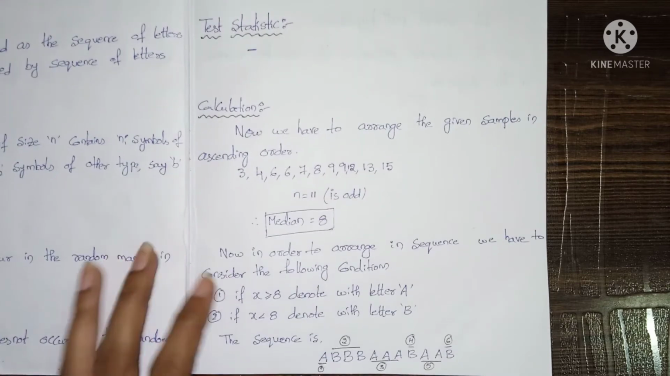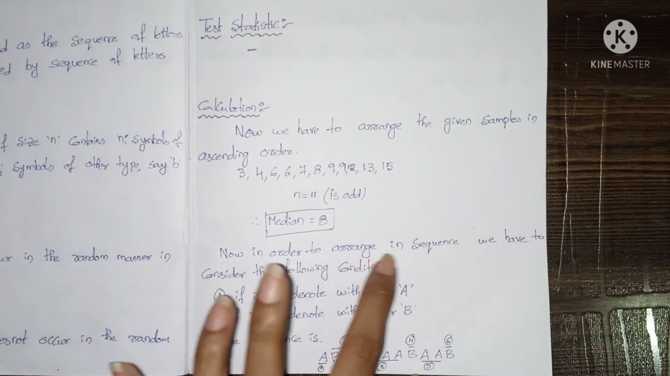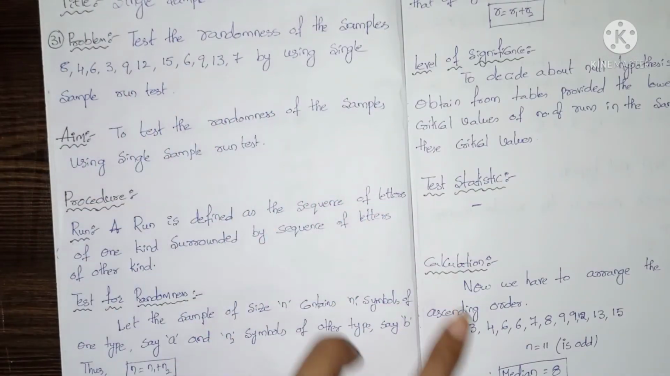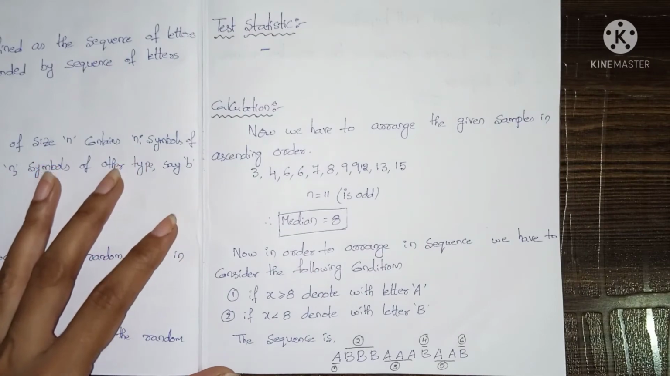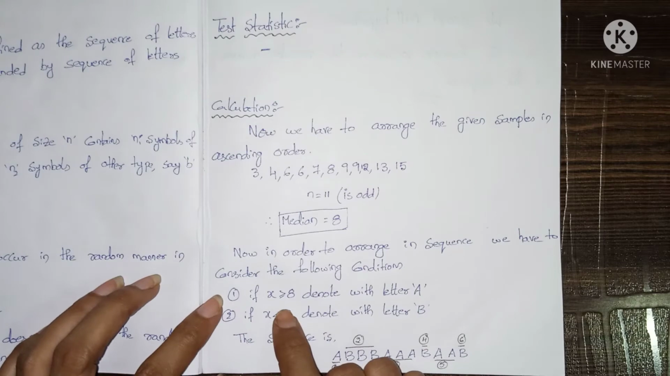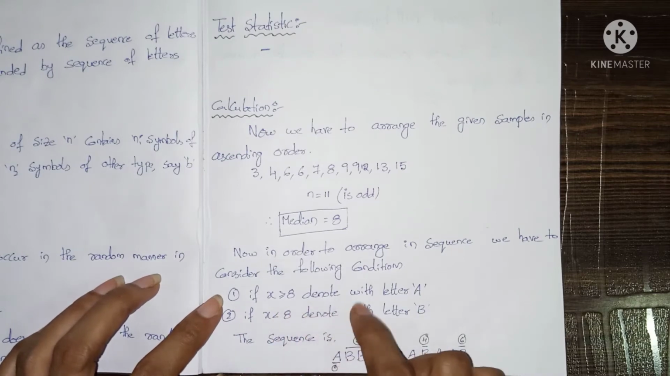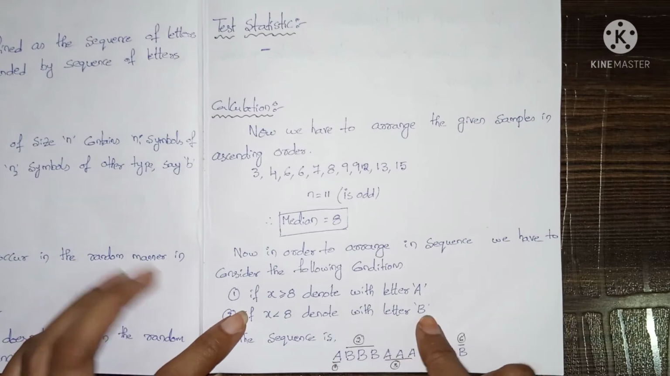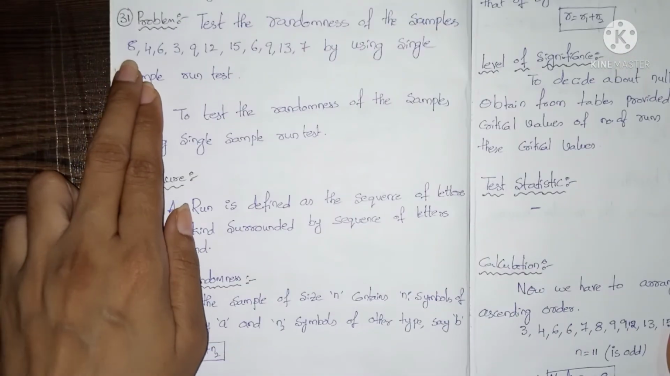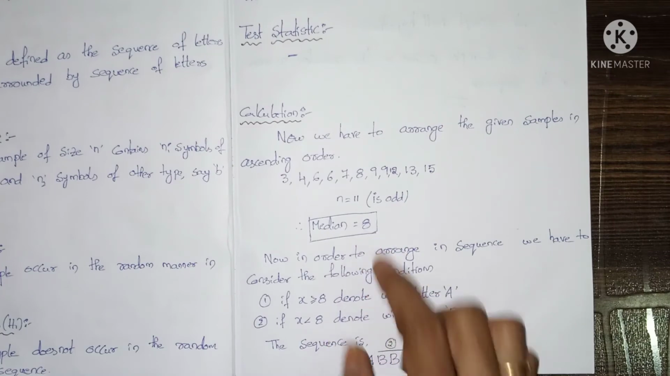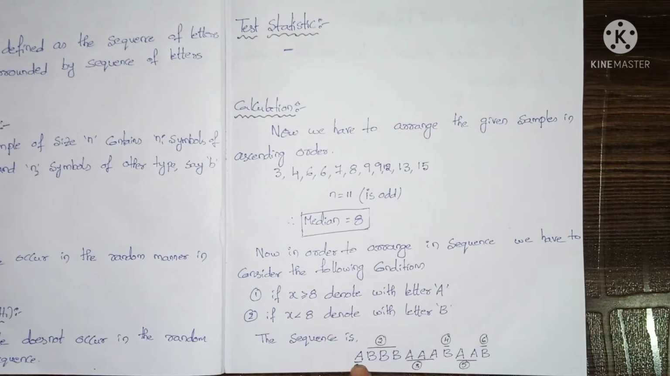Okay. So now, in order to arrange in sequence, as I told you that they have given numerical values, we have to change it into a sequence. For that, we have to consider these two conditions. If x is greater than or equal to 8, denote with letter A. If x is less than 8, denote with B. Now we'll see. Here the first one is 8. That means 8 is equal to 8. So that's why here we have denoted with A.